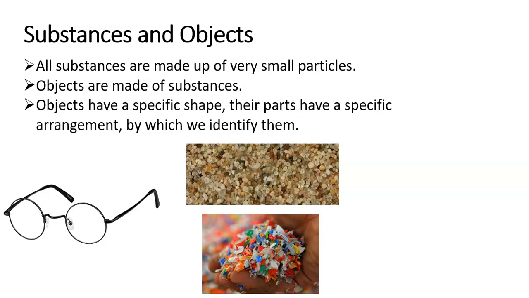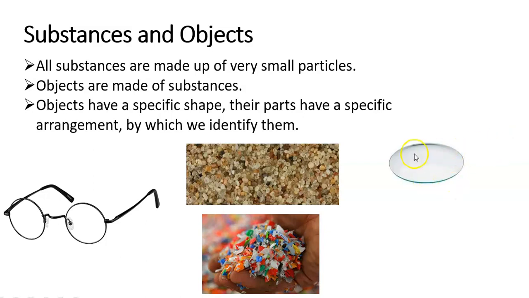Now, my dear students, this particular picture is not identifiable. That means I can even think that it is grains, what we eat. It looks like grains also, it looks like sand also. But if I look at this picture, immediately what comes to my mind is it's a pair of glasses because that's an object. An object has a specific shape and we can identify them by the specific arrangement.